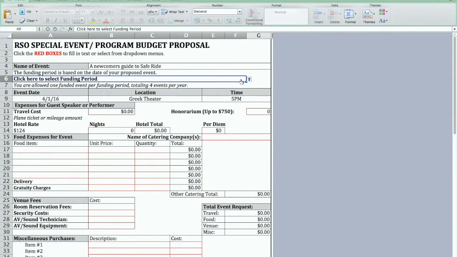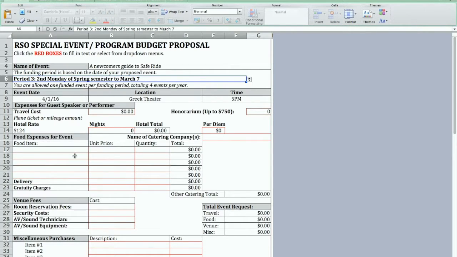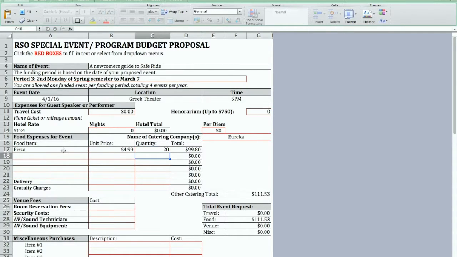So we're going to start up here with the funding period. Like I said before, it is February 15th, so that is in the third period. Again, you can only have one event per period. We're going to be having pizzas from Eureka, so the food item is going to be pizza. We're going to price those at $4.99, and we're going to have 20 pizzas.